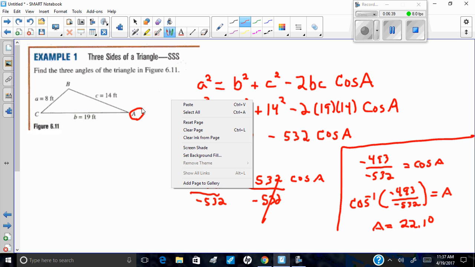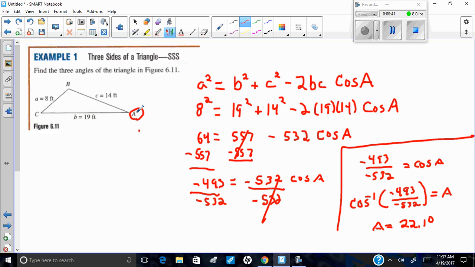And now we have angle A. Now the directions call for solving the whole triangle. Now given that we have 22.1 degrees, and all three sides, we can now jump over to the law of sines, which we previously learned, because we now have an angle and the side across from it and one other piece to solve for another angle. I'm going to not do that piece since we already know how, and I'm going to move on to example 2 to illustrate the other law of cosines problem we might see.